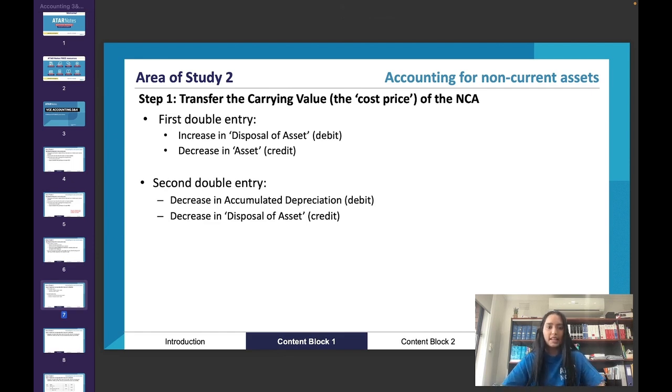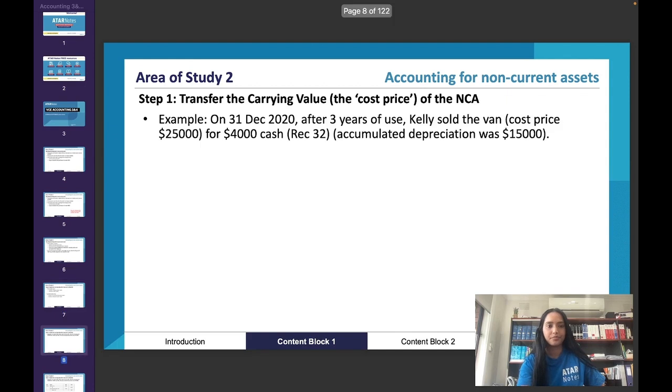So step 1 is to transfer the carrying value of the non-current asset. The first double entry is we increase disposal of asset, or debit disposal of asset, and we decrease asset by crediting asset. The second double entry is we decrease accumulated depreciation by debiting accumulated depreciation, and we decrease disposal of asset by crediting disposal of asset by that accumulated depreciation amount.